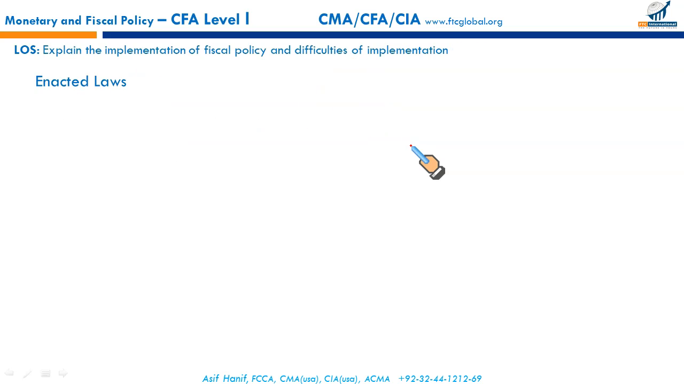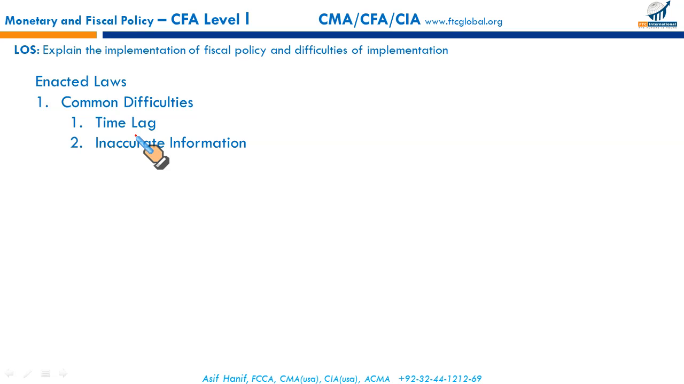Next, we have explain the implementation of fiscal policy and difficulties of implementing them. First, fiscal policies are enacted through the passage of laws. What are the common difficulties? Common difficulty is the time lag. Time lag is that there is a delay between observed economic pattern and enacting of the policy changes. We want to bring some change, but it will take some time before the law is implemented and promulgated. So this is what you call the time lag. Second is inaccurate information. Policy changes based on predictions of the future may not play out.